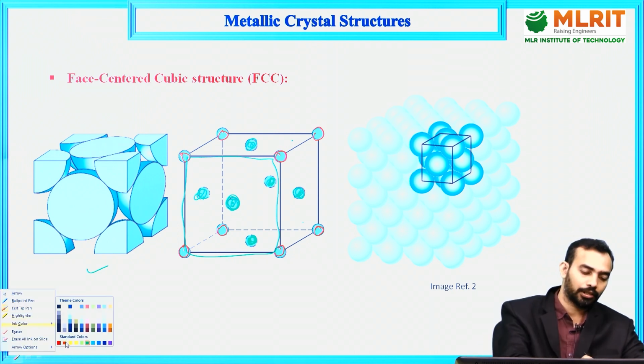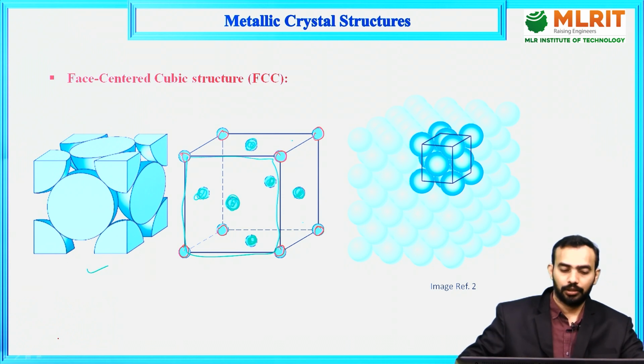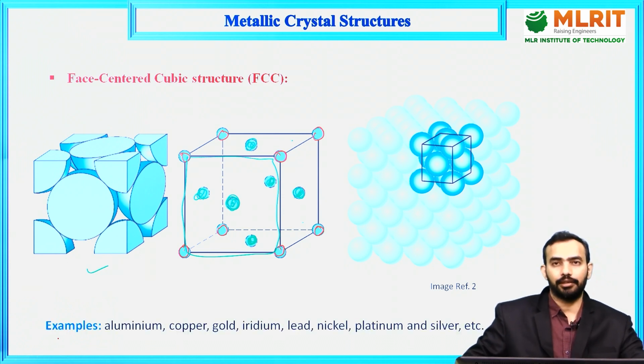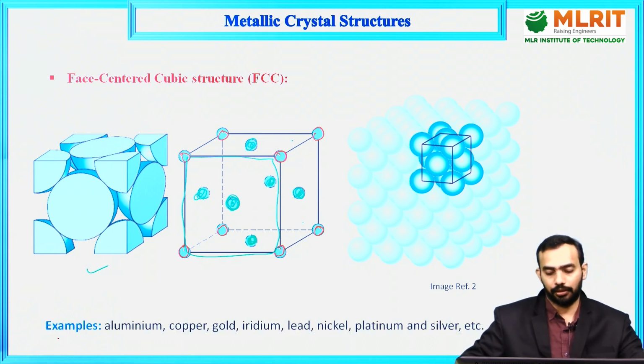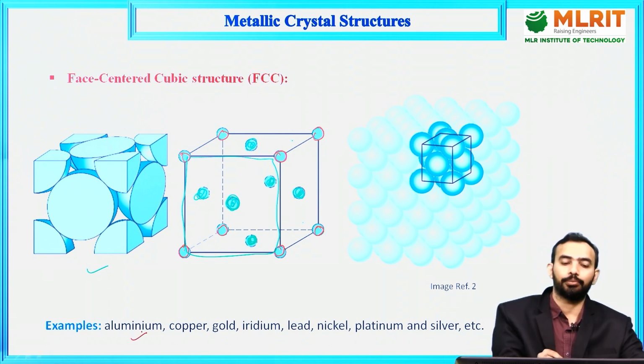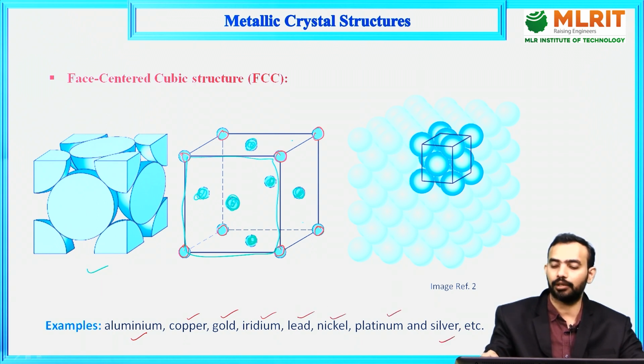Then if you look at examples for this face-centered cubic crystal structure, metals especially. So aluminum, then we have copper. Then gold is also having an FCC structure, iridium, lead, nickel, platinum, silver. There are so many metals that have the FCC crystal structure.